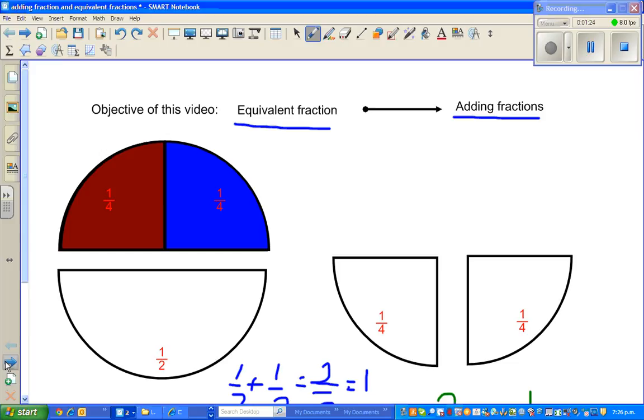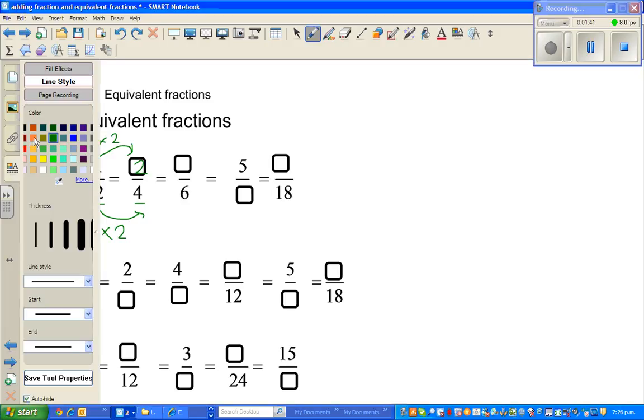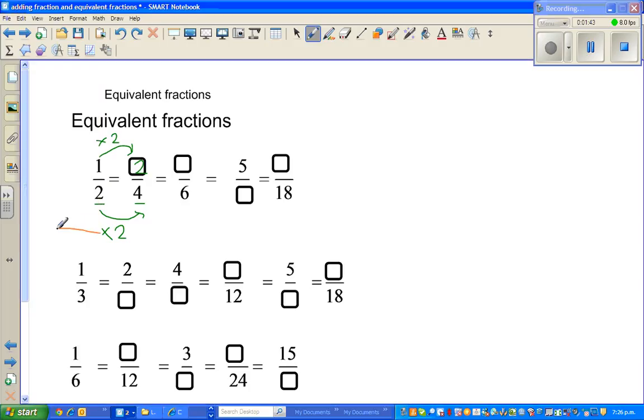Now we're going to do that mathematically. So here I should write 2/4. So 2/4 is the same as 1/2. Now let me use a different color. Let me use the orange.